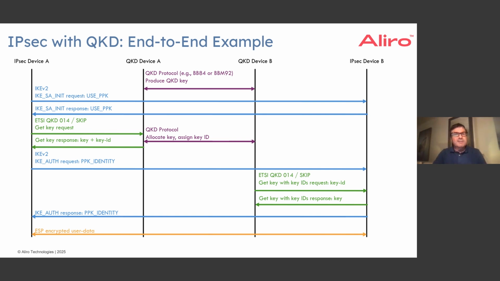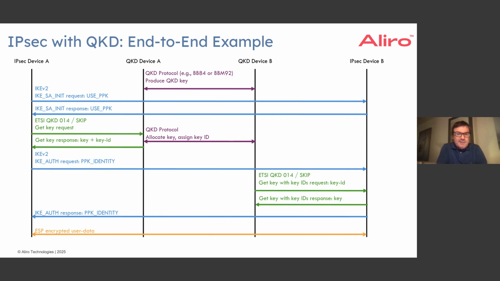The QKD devices are constantly producing key material. And at some point in time, the two IPsec gateways decide that they want to establish an IPsec tunnel. In the initial IKE SA init exchange, they negotiate the use of PPK keys, pre-shared post-quantum keys. And this roughly translates into we want to use QKD. The initiator IPsec gateway requests the key from its co-located QKD device using a getKey API call.